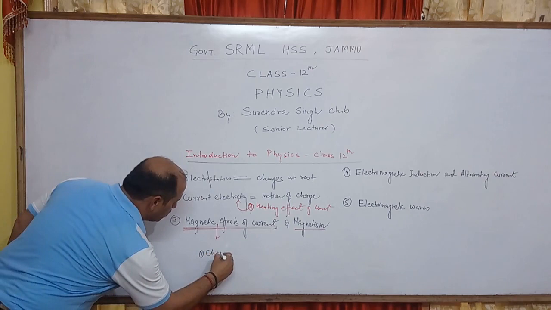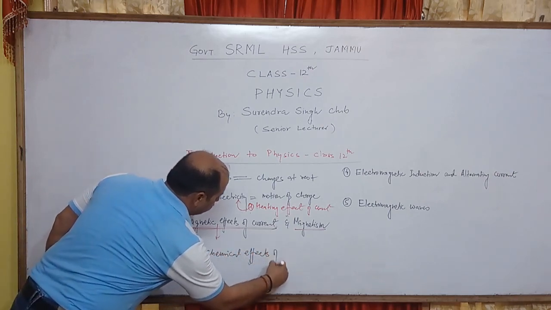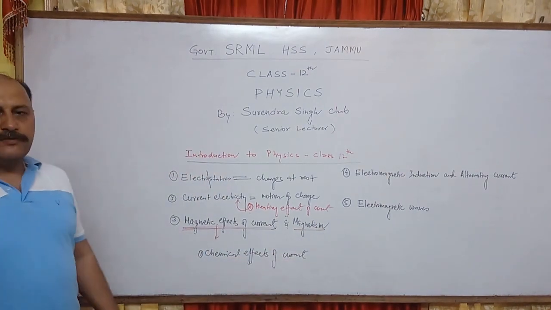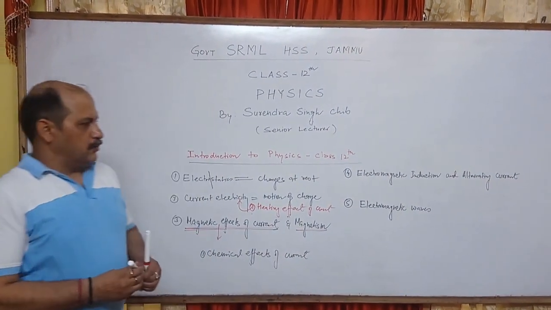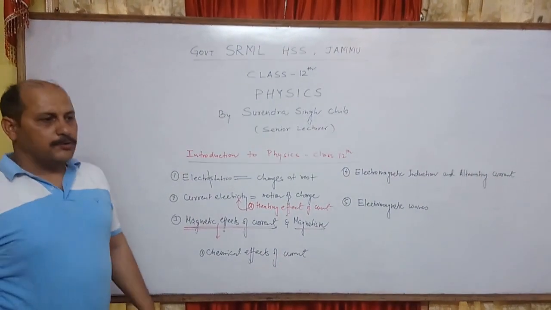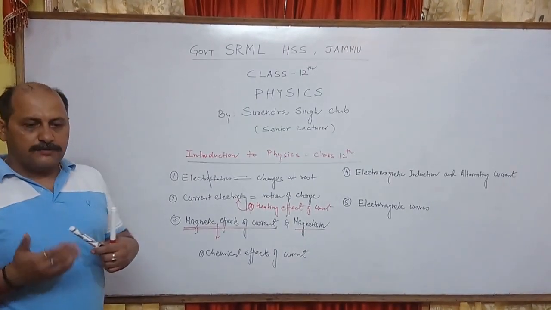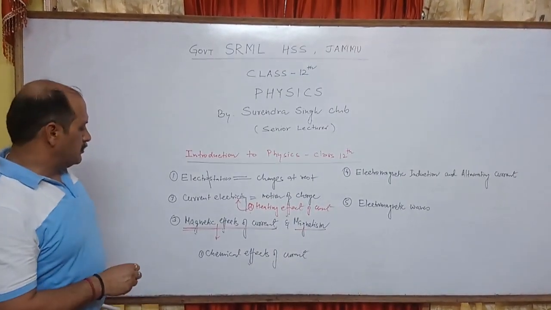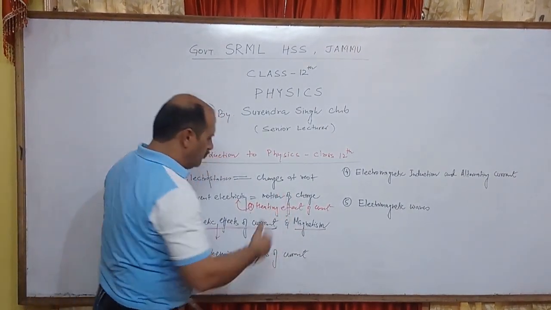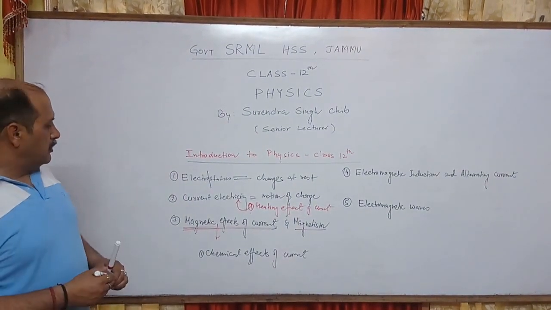chemical effects of current. Chemical effects of current means when current is passed through the electrolyte, it produces electrolysis. Means there is an effect of current when it passes through the chemicals. Electrolysis. Now this topic is not in the physics syllabus, it is in chemistry.